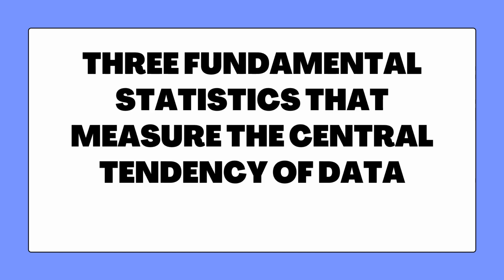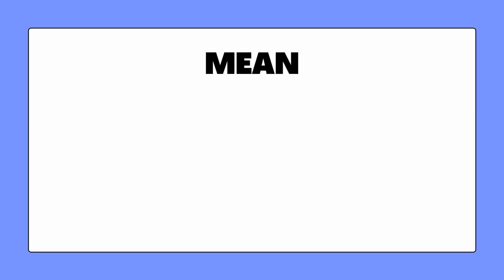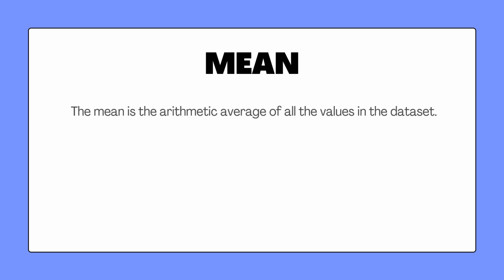There are three fundamental statistics that measure the central tendency of data, and these are the following: mode, median, and mean. Mode. The mode is the most frequently occurring value in a data set. Mean. The mean is the arithmetic average of all the values in the data set.